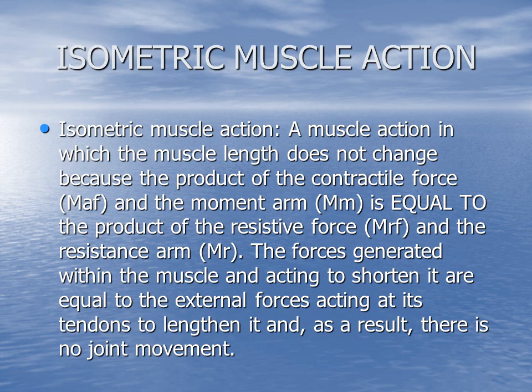And then most of the muscle actions that we're going to be employing will be isometric muscle actions, and with isometric muscle actions, the forces generated within the muscle and acting to shorten the muscle are exactly equal to the external forces acting to lengthen the muscle, and as a result there is no joint movement. And this is the type of muscle action that we'll most commonly employ with our manual muscle testing.